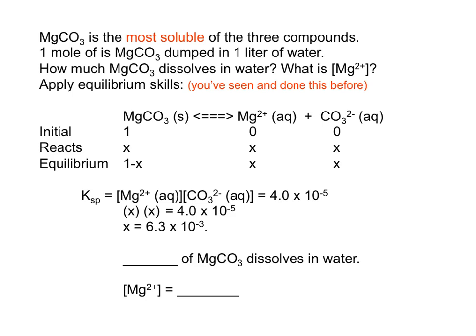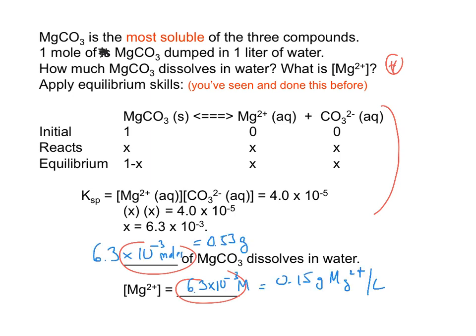Let's say we dump 1 mole or 84 grams of magnesium carbonate in 1 liter of water. Applying equilibrium principles, we can answer these 2 questions. How much magnesium carbonate dissolves in water, and what is the magnesium ion concentration? So stop the video, review this calculation, and then you can fill in these boxes here. And the answer is, of the 1 mole or 84 grams of magnesium carbonate dumped in 1 liter of water, only 0.53 grams of magnesium carbonate dissolves in the water. This gives the magnesium ion concentration of 6.3 times 10⁻³ molar, or 0.15 grams of magnesium ion per liter.